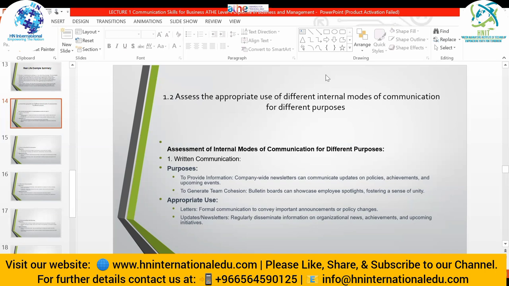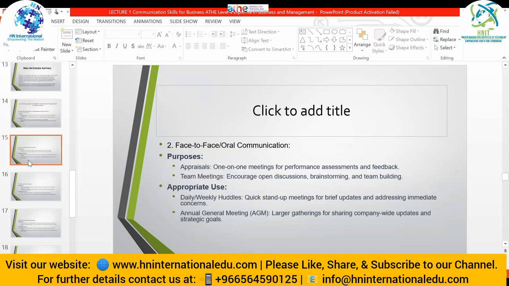Updates and newsletters regularly disseminate the information on the organizational news, achievements, and upcoming initiatives. Why? Because it boosts the motivation level of the employees and the shareholders. These both are the most interested people in the organization because money is associated with it. That's why. And the best motivational factor or fringe benefit is the money.